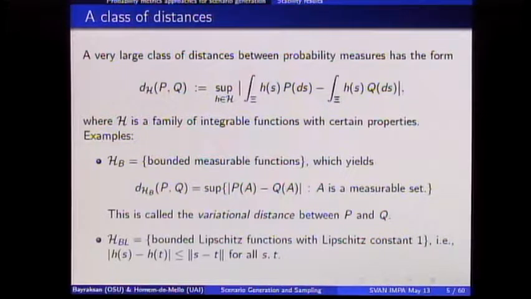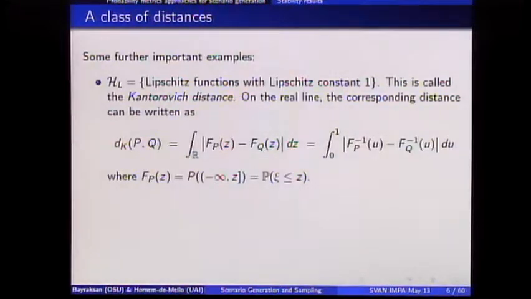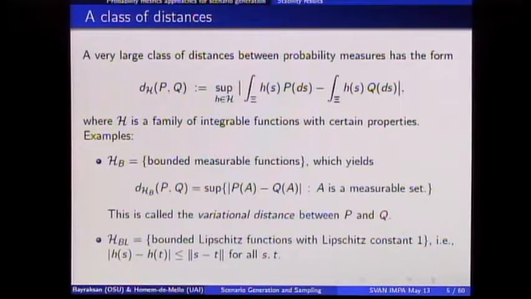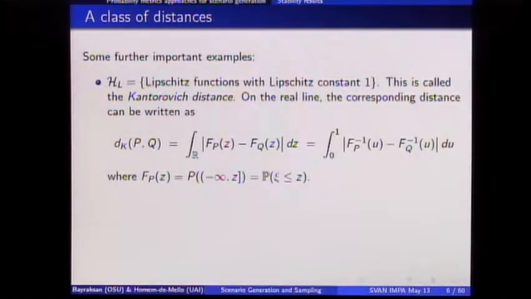So another class of functions that can be used is the bounded Lipschitz functions with Lipschitz constant 1, right? So functions that satisfy this: h(s) minus h(t) is less than or equal to the distance between s and t, for all s and t. So that's another class. A more useful class is one that is equal to this one, but then you drop the boundedness assumption, so you just look at Lipschitz functions with Lipschitz constant 1. The functions could be unbounded, okay? So it actually turns out there's what's called the Kantorovich distance.